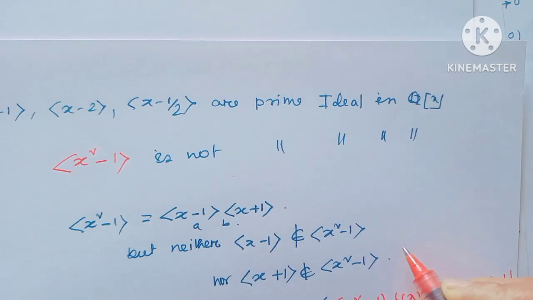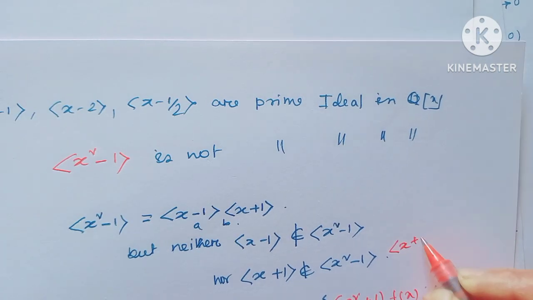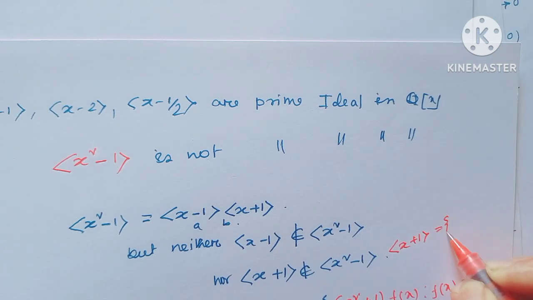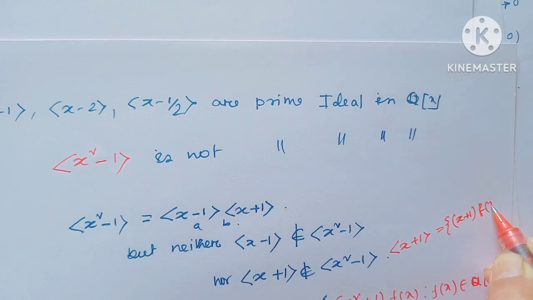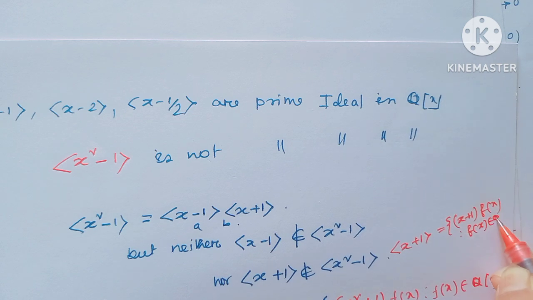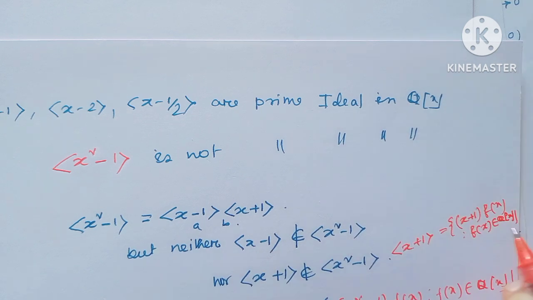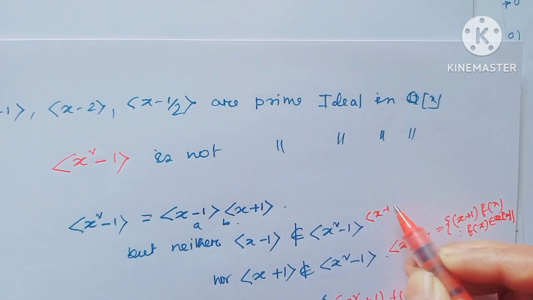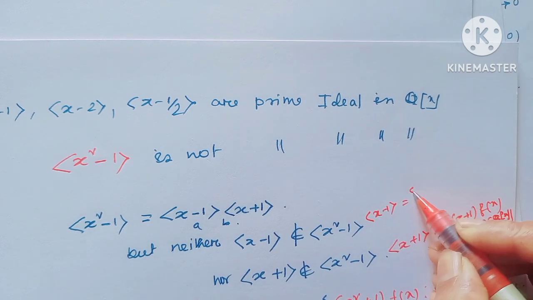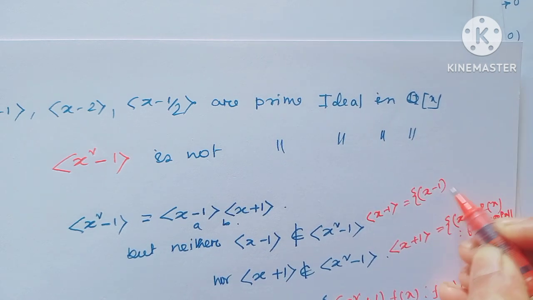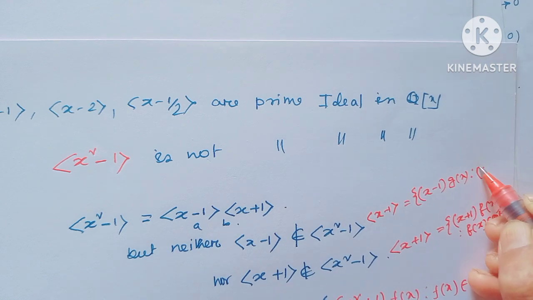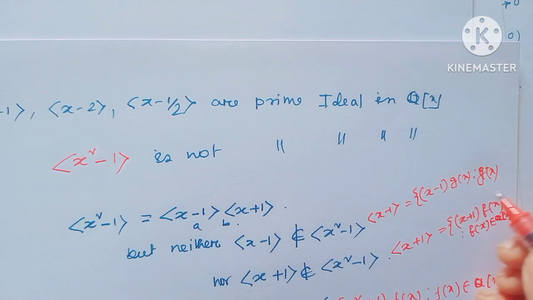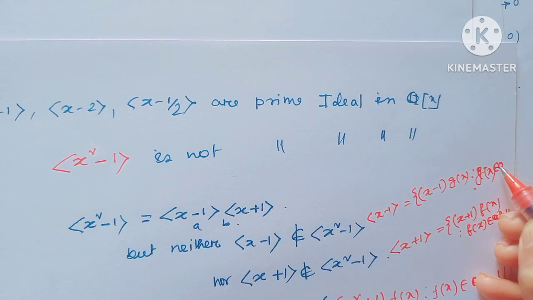Because here, the ideal generated by x plus 1 means the set containing the elements x plus 1 times f(x), where f(x) belongs to Q[x]. Similarly, the ideal generated by x minus 1 means the set containing the elements x minus 1 times g(x), where g(x) belongs to Q[x].